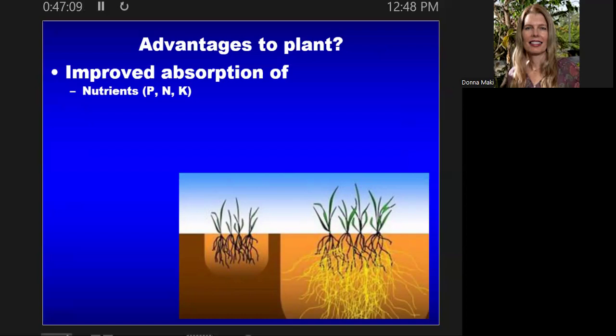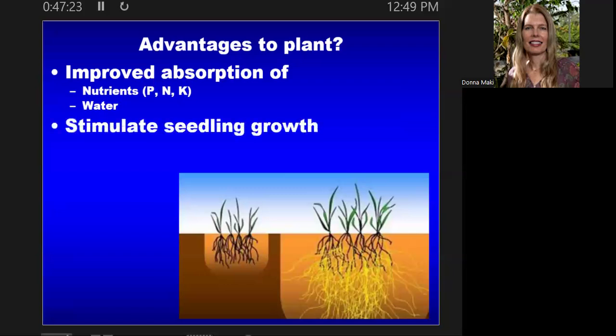But also nitrogen and potassium. Those three are, you know, the three big ones for the plant. Those are all macronutrients. Water, of course, because the fungal hyphae can get into all types of narrow spaces in the soil and get that extra water. And there's just great stimulation of seedlings. If you inoculate your seedlings with mycorrhizal fungi, they get off to a really solid start.